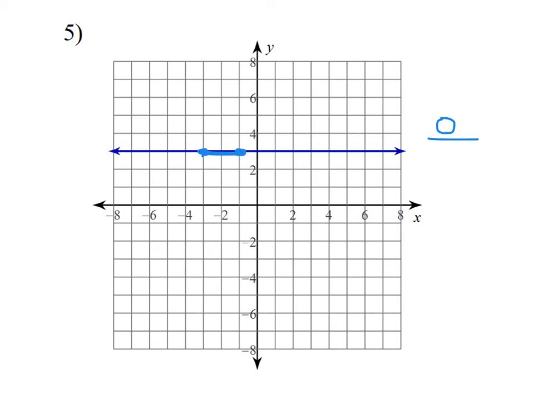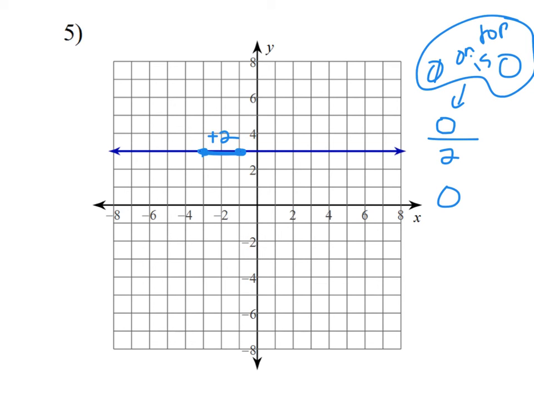Then I move to the right 2. See what I'm saying? 0 divided by 2. Now, if you have a calculator, you can do 0 divided by 2, and it's going to give you 0. So 0 on top is 0.